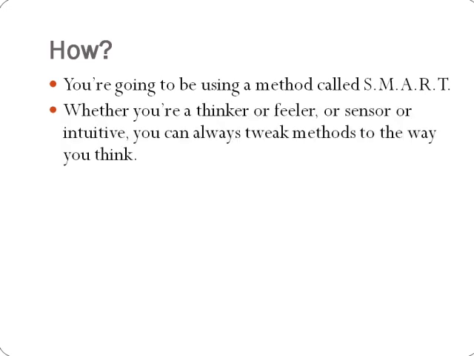Now, whether you're a thinker or a feeler or a sensor or intuitive, you can always tweak the methods to the way that you think. So by that, what I'm going to give you is what SMART means and how you can achieve them. But if you're a systematic sensor type person, you're going to probably want to do things in a systematic way like SMART. But if you're an intuitive person, you can do it any way you want. Some of you are scattered, some of you are systematic, and there's nothing wrong with that. That's just the way you think. But you can do it in different ways. So just remember that as long as you're using the method to analyze a specific goal, that's what matters.